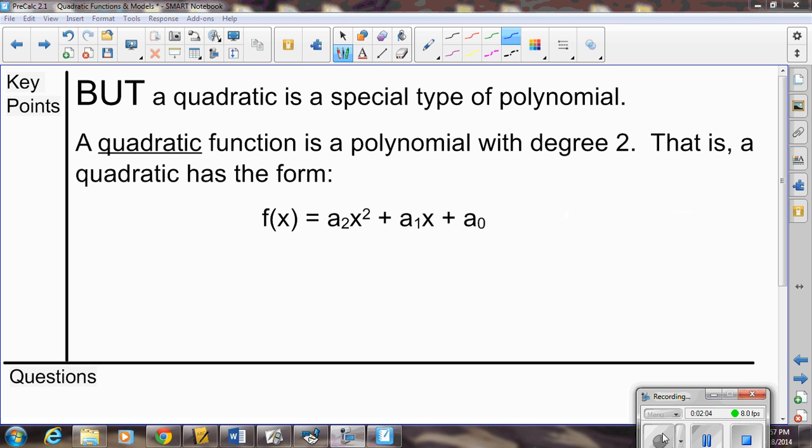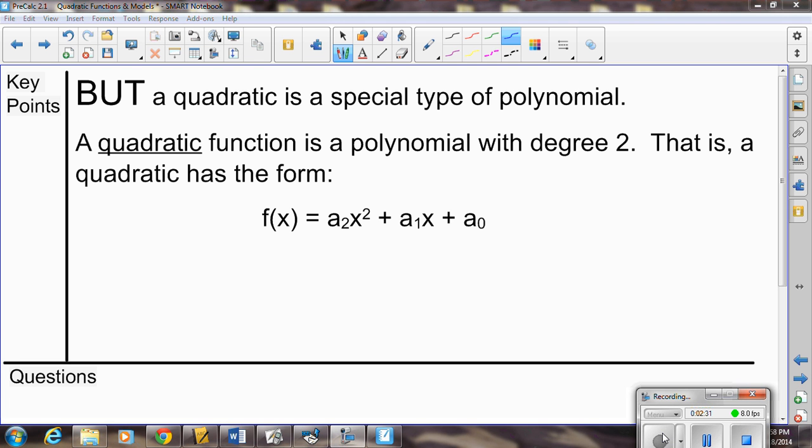Now, although we can look at polynomials, our work today is not about the general polynomial. It's about one specific type, quadratics. Quadratics are polynomials that are a degree of 2, so the largest exponent on your x's is a 2. And therefore, it has to have the form a2 times x squared plus a1 times x plus a0.